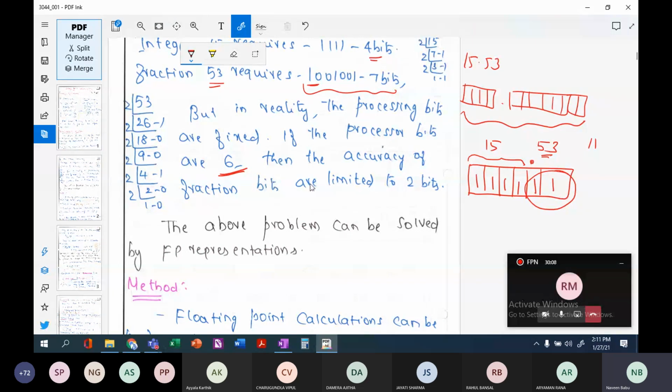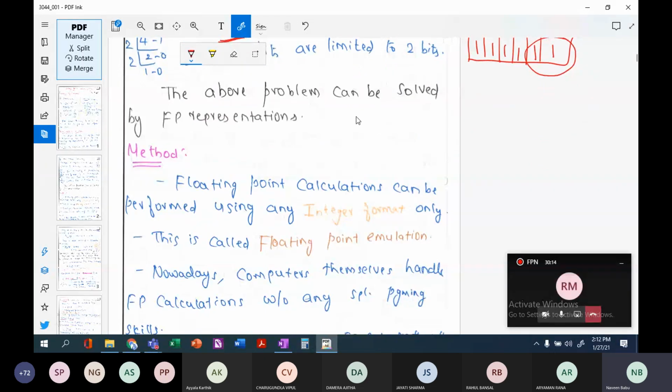So how do we solve this particular problem? This is a hardware problem, completely a hardware problem. And how do we solve it? The above problem can be solved by using floating point representations. Now, the immediate question arises, what is a floating point representation? A floating point representation is nothing but a certain format that computers have for representing the integers, the exponents, and the fractional part. That is what is called the floating point representation.